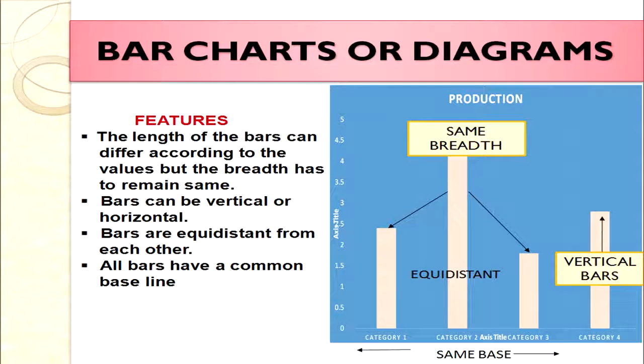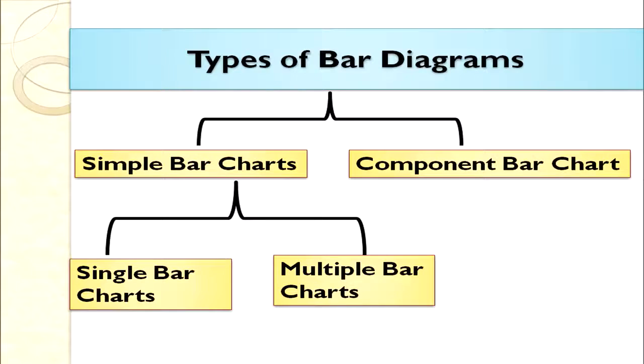Now, the next key feature, bars are equidistant from each other. As you can see, the distance between the bars is equal. Now, the most important feature, all bars have a common base line. So, here we have learned about the key features of the bar diagrams. Now, we can discuss different types of bar diagrams.